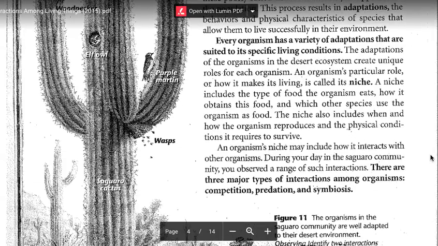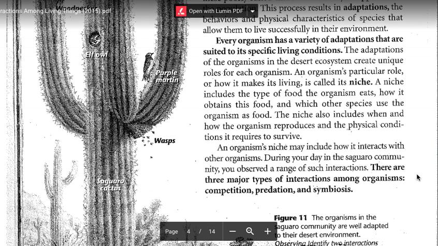Every organism has a variety of adaptations that are suited to its specific living conditions. The adaptations of the organisms in the desert ecosystem create unique roles for each organism. An organism's particular role, or how it makes a living, basically how it fits into its environment, is called its niche. Some people say niche. A niche includes the type of food the organism eats, how it obtains this food, and what other species use the organism for food. The niche also includes when and how the organism reproduces and the physical conditions it requires to survive. An organism's niche may include how it interacts with other organisms.